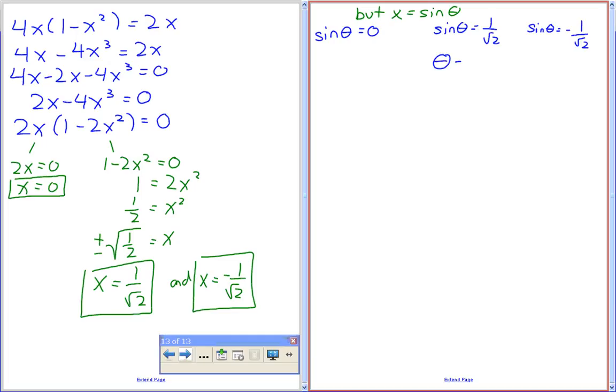Unfortunately, this one is not our only answer. What's the other answer for this going to be? 180 minus. So we're going to say or theta is 180 minus 45, which is 135.